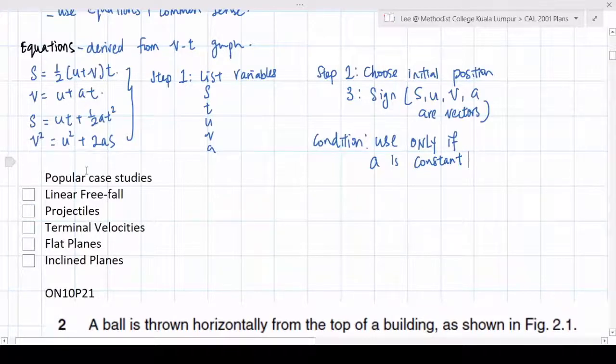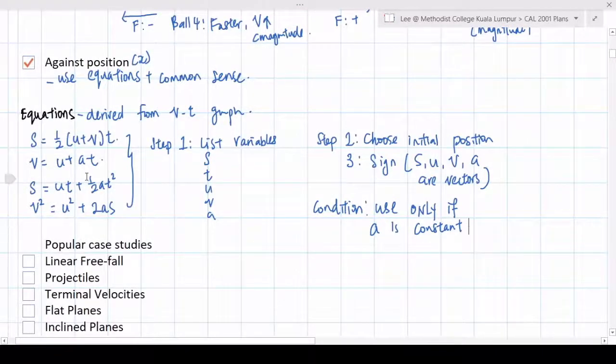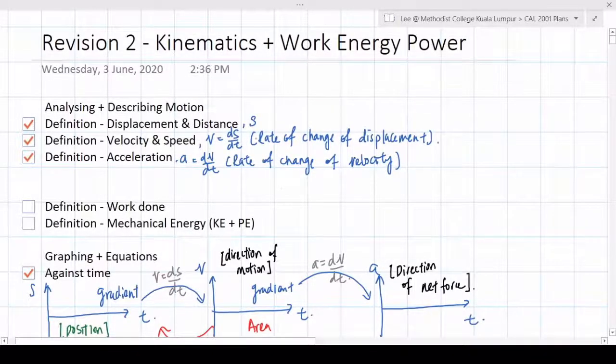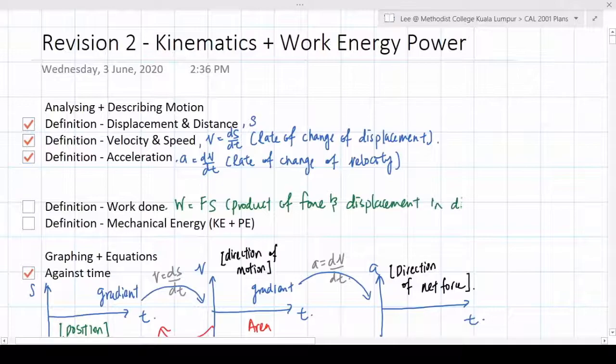So there are a few popular case studies that I will go through throughout the series of videos in revision 2. Mainly now we are going to look at free fall and projectile. Projectile is just free fall with a horizontal component. But before I try the question, I'm just going to define work done first.